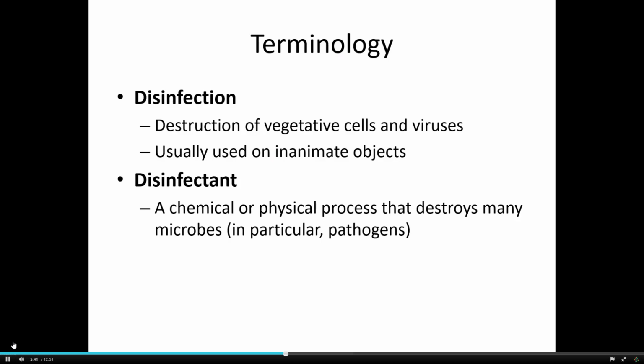So really the only difference in the definition between sterilization and disinfection is that disinfection doesn't kill endospores. So it is a high level of control that destroys all bacterial vegetative cells. It destroys all viruses, but not endospores. Disinfection, because it usually uses harsh chemicals or very strong physical methods, is not used on living tissue, so it's usually used just on inanimate objects.